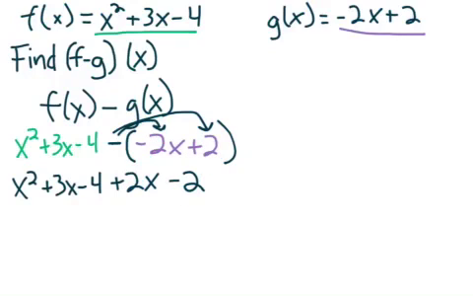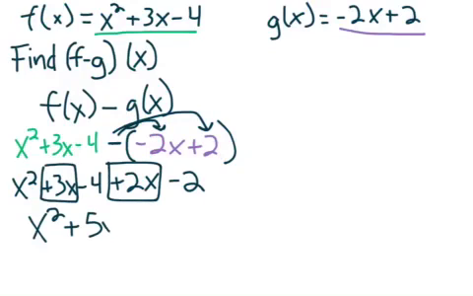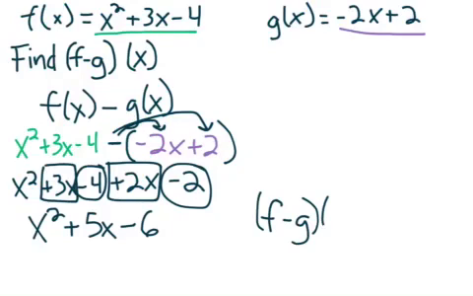Now I need to combine like terms like I did before. So I have an x squared term here, and it's only 1, so I write x squared. Then I have plus 3x and plus 2x. So 3x plus 2x is 5x. And then there's numbers, so I have negative 4 minus 2. Negative 4 minus 2 is negative 6. So let's write my final answer over here. It would be f minus g of x equals x squared plus 5x minus 6.